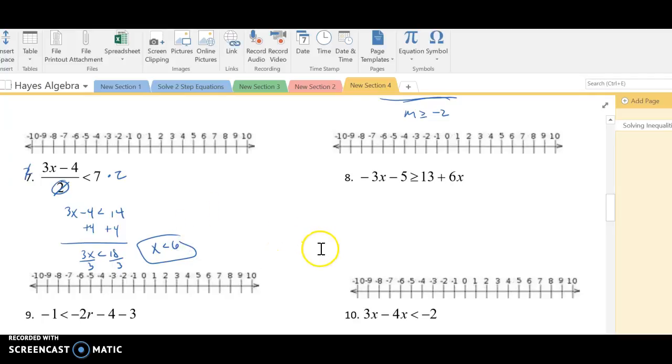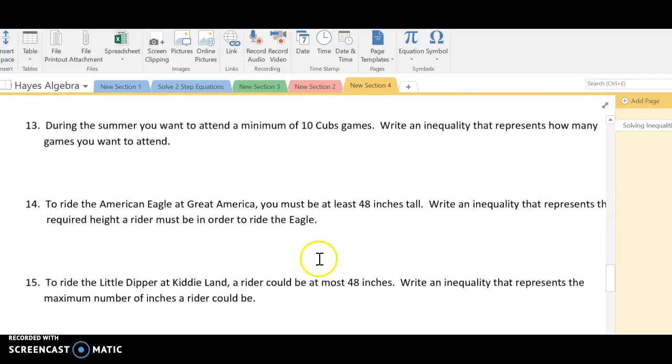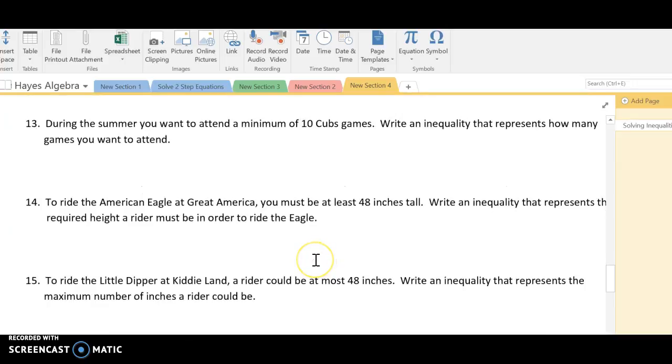Okay, all the other ones you did pretty good, but I do want to touch base on these word problems because you're getting the inequality incorrect, so please pay attention to these. It says during the summer you want to attend a minimum of 10 Cubs games. So I'm going to let G represent the number of games attended.